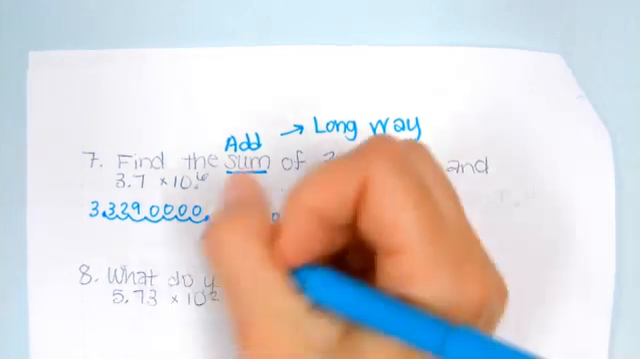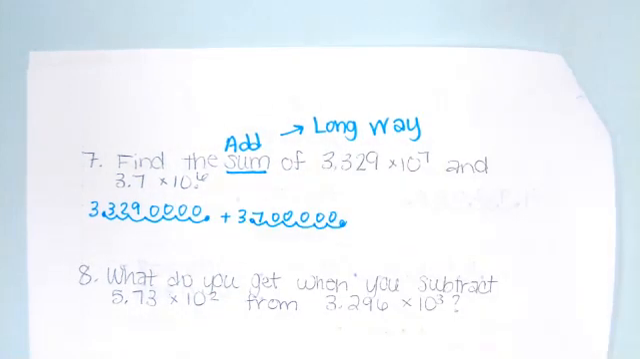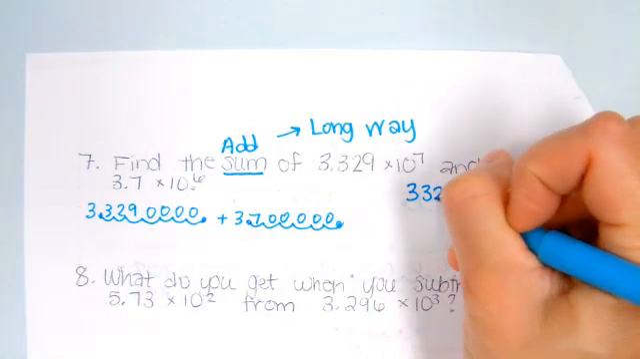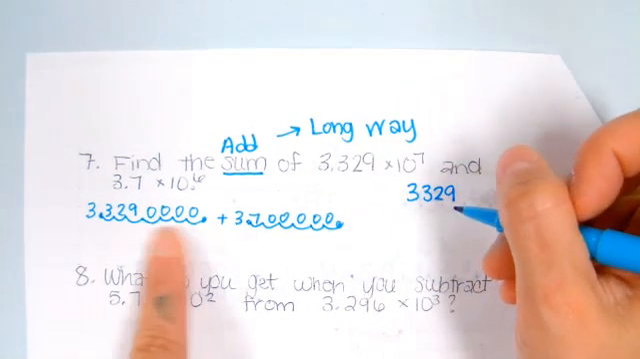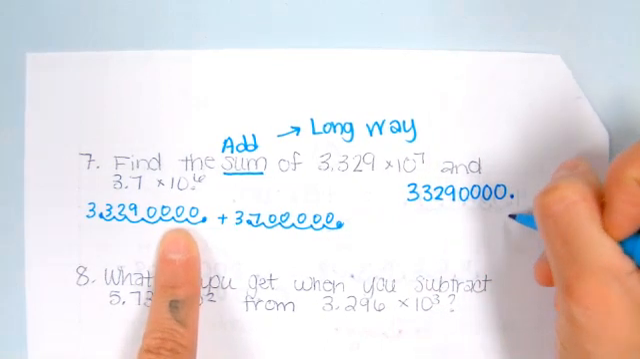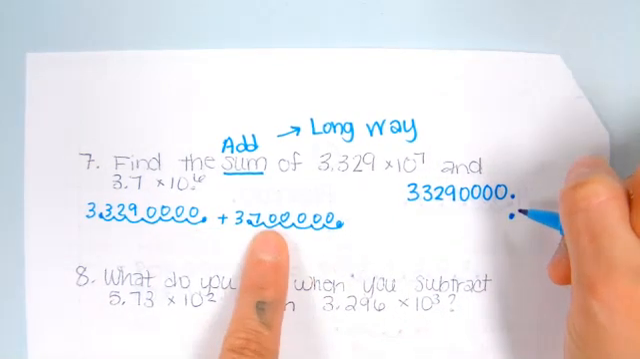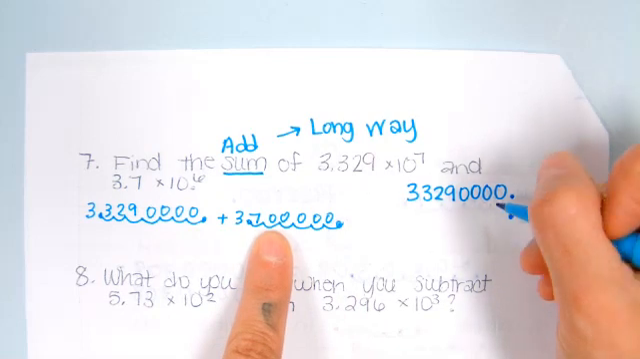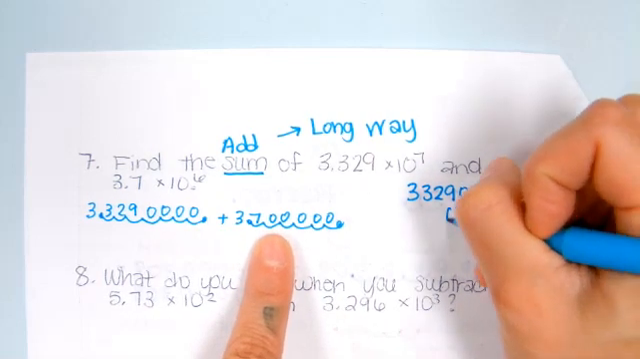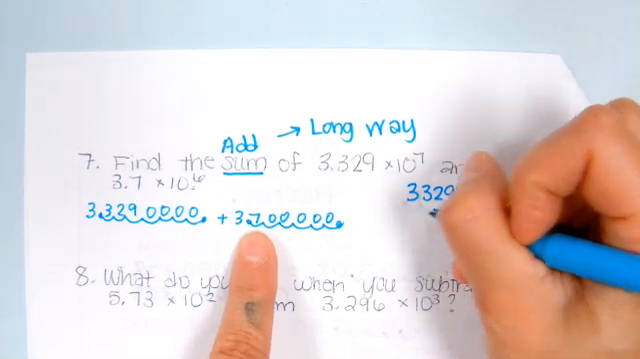Now do I add them like this? No. Line them up, okay? By the decimal. So we're going to do it old school. 3329. Make sure you have the right number of zeros. I have 4 zeros here. Line the one up backwards, right? This one has 5 zeros. And then we've got a 7 and then a 3.